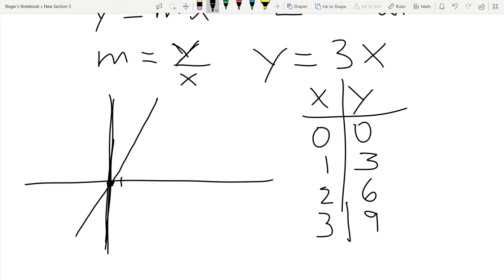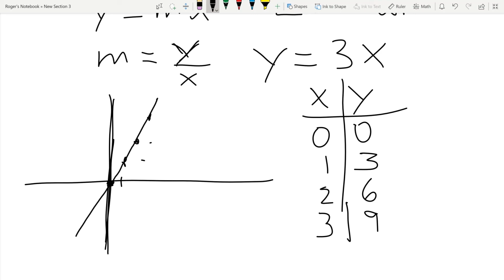Over 1, up 3. Over 1, up 3. Like that. Over 1, up 3. And sorry, I don't have a graph grid here to make it nice for you, but the slope is the same. That's my point. Positive slope, so the lines are going upwards, left to right. And it doesn't matter which 2 points we pick, the ratio of y to x is going to be equal to the slope.